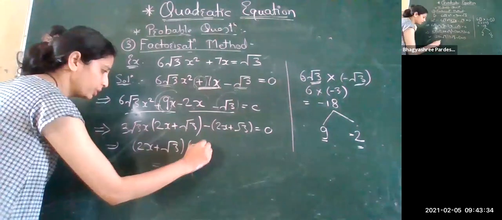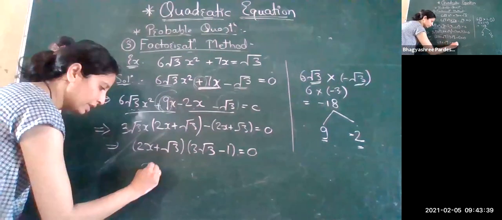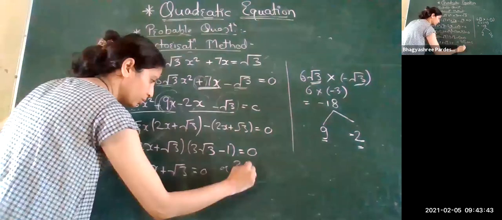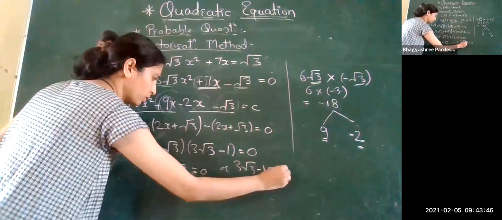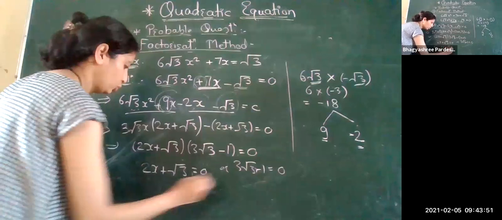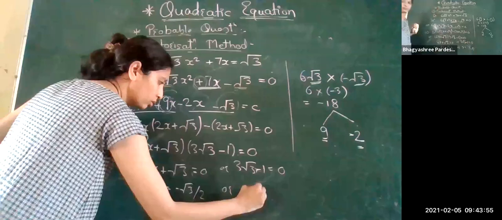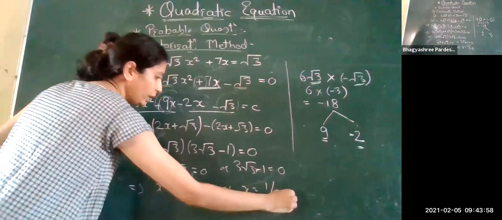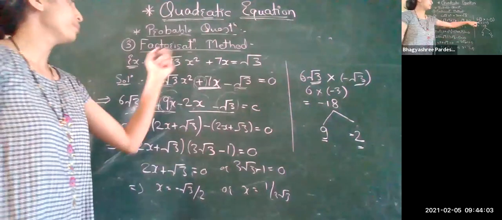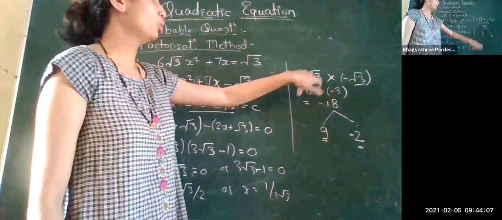And since the product is equal to 0, that means each one of them is equal to 0. Either one of them will be equal to 0. So what we get here? So x is equal to minus root 3 by 2, or here x is equal to 1 by 3 root 3. Okay. So let's quickly see what we have done. For the first one, product of the first and last. So root 3 into minus root 3 gives minus 3, and we get here minus 18.